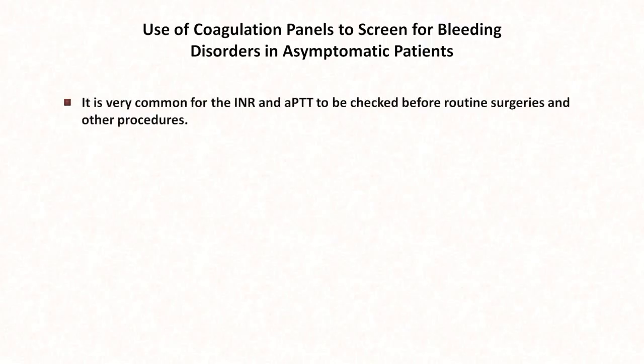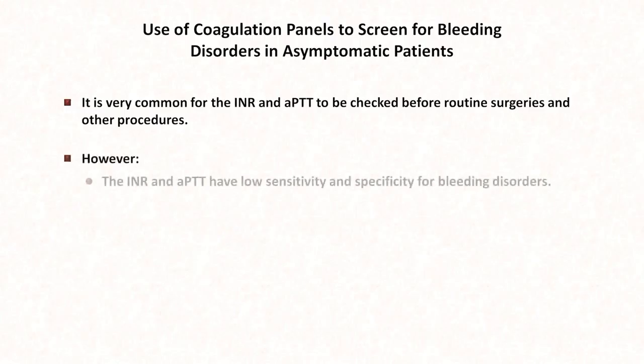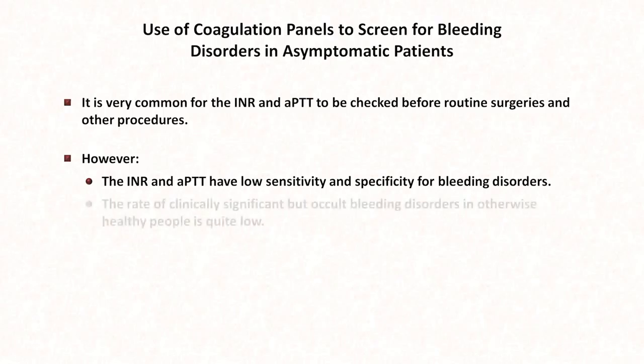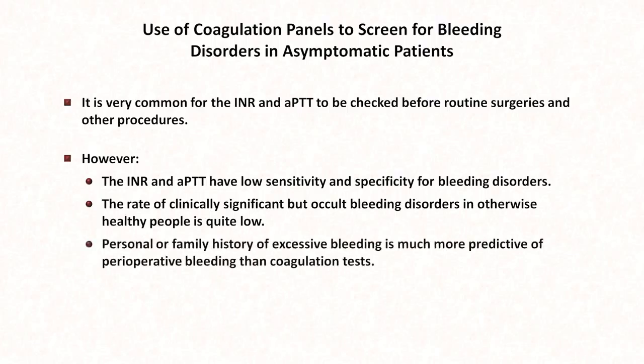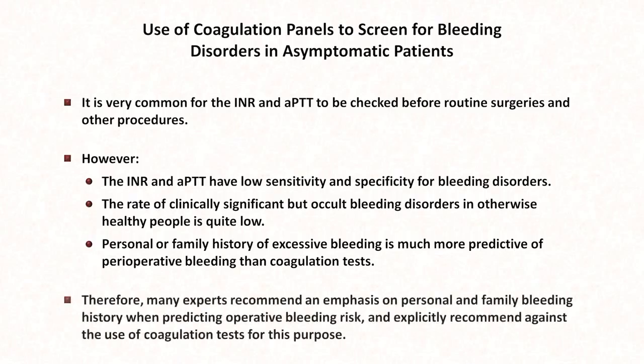So first, it's very common for the INR and PTT to be checked before routine surgeries and other procedures. However, the INR and PTT have low sensitivity and specificity for bleeding disorders. The rate of clinically significant but occult bleeding disorders in otherwise healthy people is quite low. And personal or family history of excessive bleeding is much more predictive of perioperative bleeding than coagulation tests. Therefore, many experts recommend an emphasis on personal and family bleeding history when predicting operative bleeding risk, and explicitly recommend against the use of coagulation tests for this purpose.